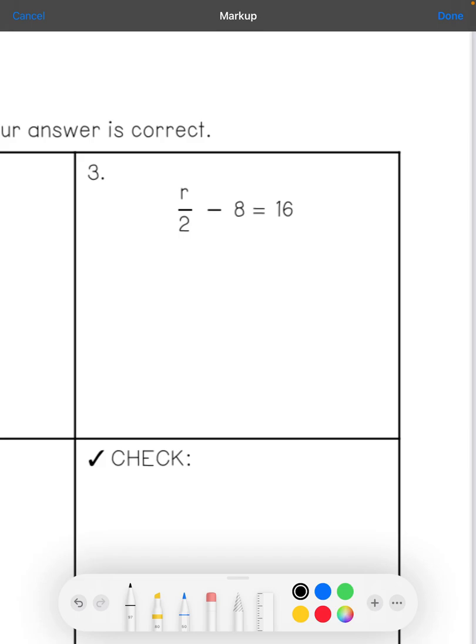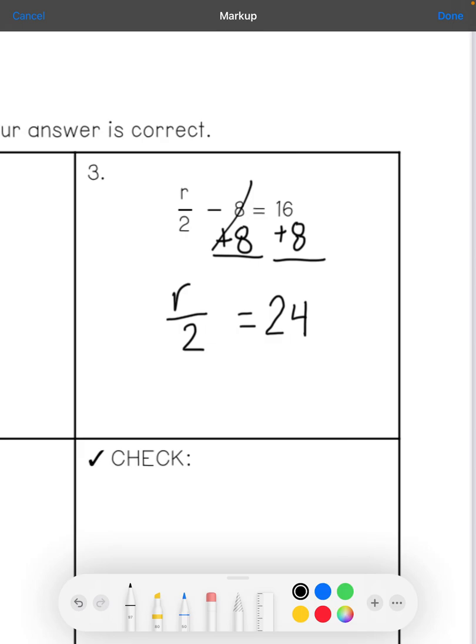This equation reads r divided by 2 minus 8 equals 16. R over 2 minus 8 equals 16. So first we need to undo any addition or subtraction. So I'm going to first add 8. 16 plus 8 is equal to 24 equals r divided by 2.